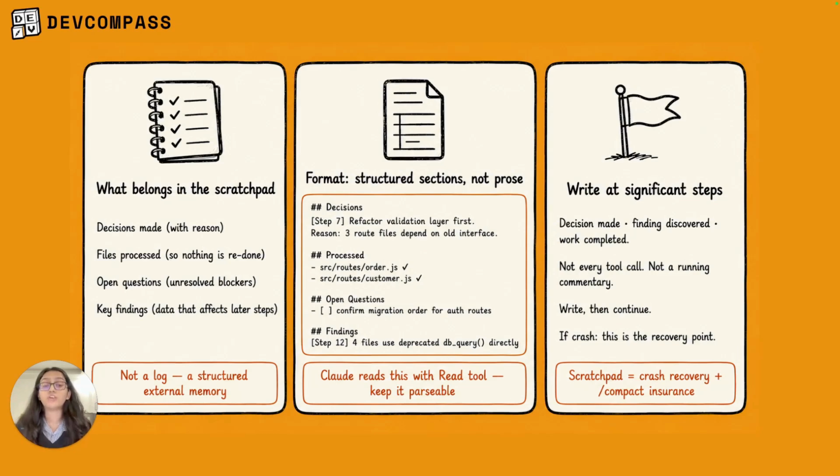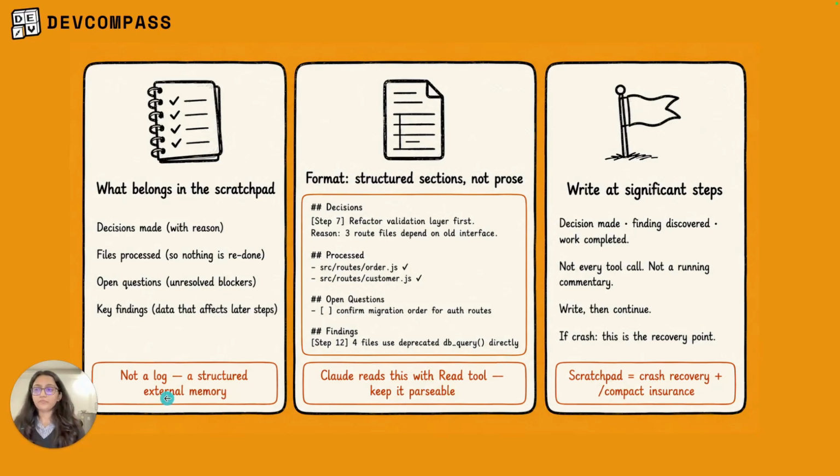Remember, not on every tool call. A significant step is one that produces a decision, a finding, or a list of completed work. Write to the Scratchpad, then continue. If the session crashes, the Scratchpad is the recovery point. If the context gets compacted, the Scratchpad preserves what the /compact would lose.